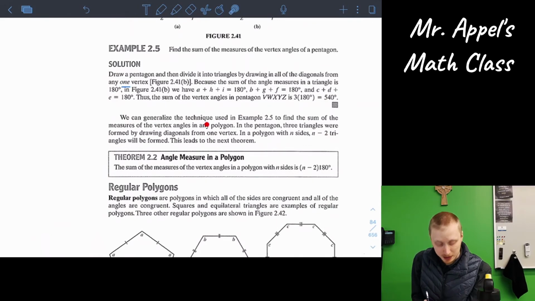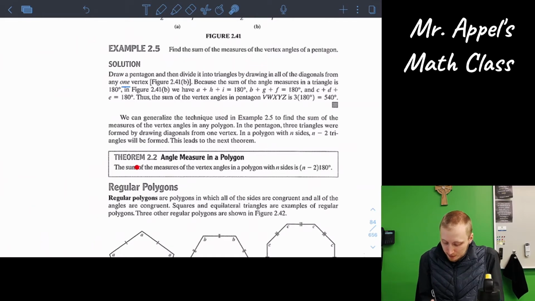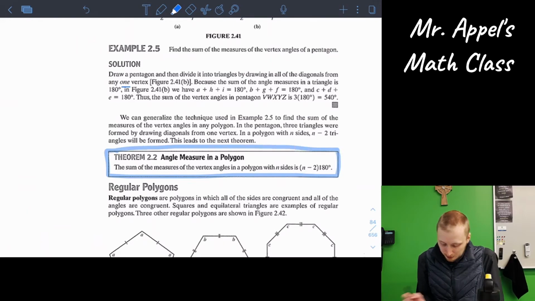We can generalize the technique used in example 2.5 to find the sum of the measures of the vertex angles in any polygon. In the pentagon, 3 triangles were formed by drawing diagonals from one vertex. In a polygon with n sides, n minus 2 triangles will be formed. This leads to our next theorem. 2.2, angle measures in a polygon. The sum of the measures of the vertex angles in a polygon with n sides is n minus 2 times 180 degrees. Put that in your notebook, right?